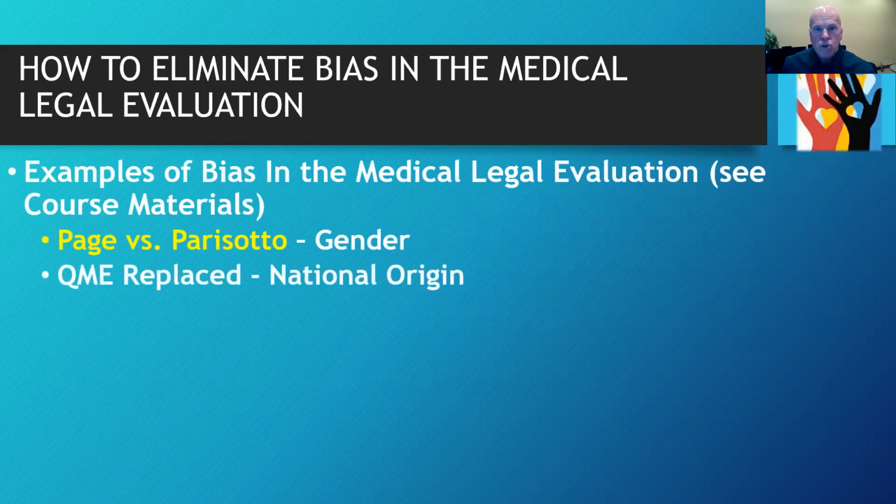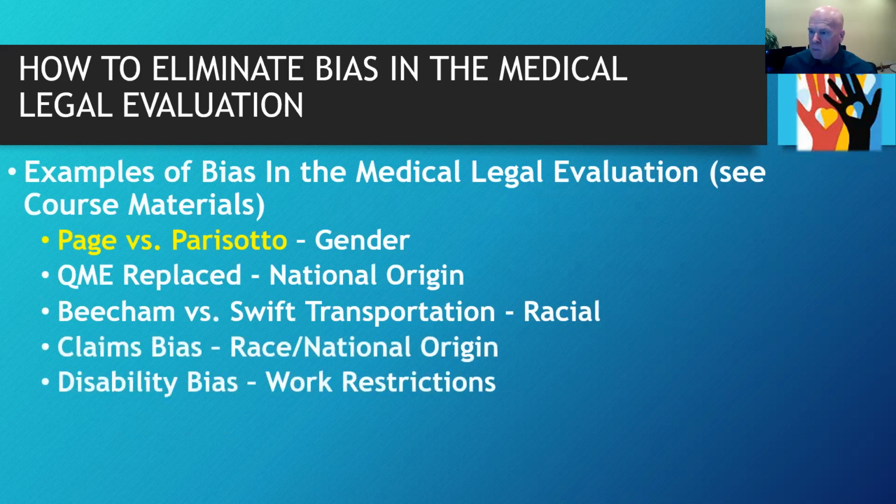So I've included for you in your handout materials some examples of bias in the workers' compensation system. I've included the Page versus Perry Soto lawsuit, which involves gender bias. I've included an example of national origin bias. I've included an example of racial bias, and you should read each one of these cases because each one of them is going to blow your mind. Each one blew my mind when I first read them, because you're going to conclude that these biases are sometimes very, very subtle.